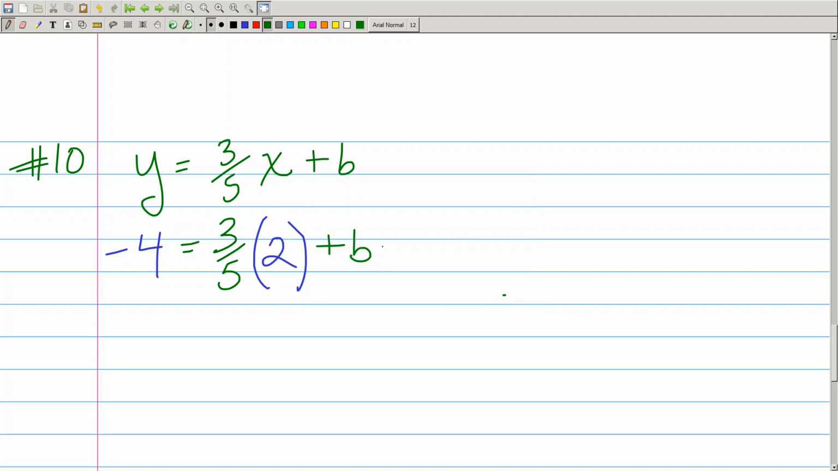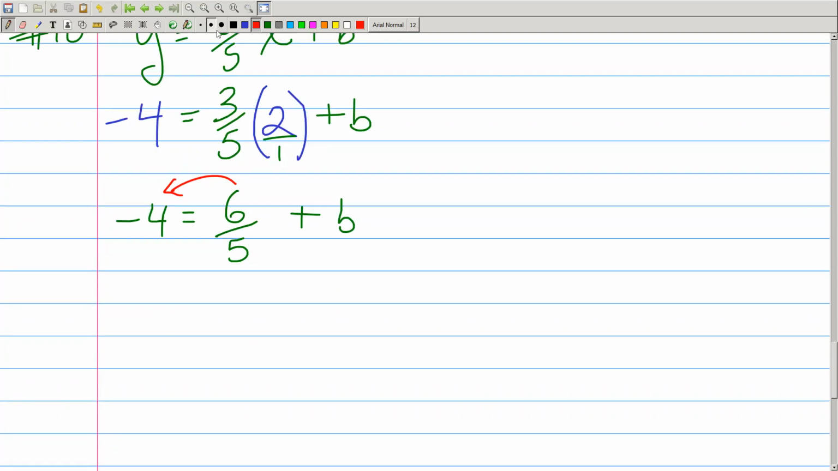So what am I trying to do here? Well, I'm trying to isolate for this letter. So I need to work out what I have. Well, this is multiplication, so I multiply 3 across. So I get 6/5, -4 plus b. And then I move the 6/5 over, and I have to put it all under a common denominator. So we'll do that next. So I move it across, and I get -4/1 minus 6/5 equals b.